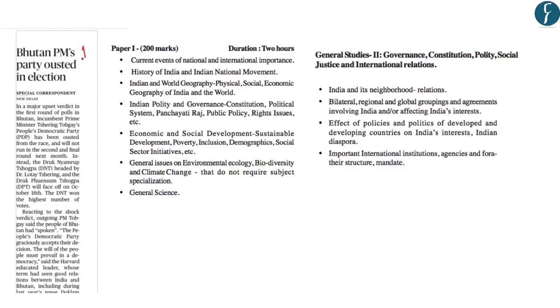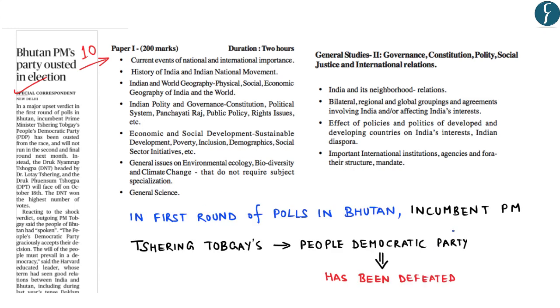This news appears on page number 10 in section 1 of the Hindu newspaper. It says Bhutan PM's party ousted in election. Now in this particular news, in a major verdict in the first round of polls held in Bhutan, the incumbent Prime Minister Tshering Tobgay's People's Democratic Party has been defeated. And after this defeat in the first round, they will not run for the second and final round.